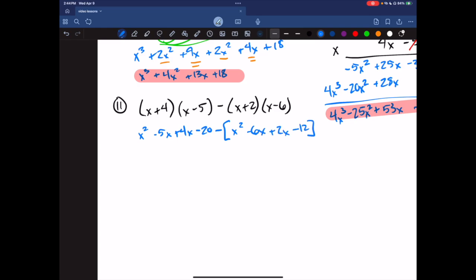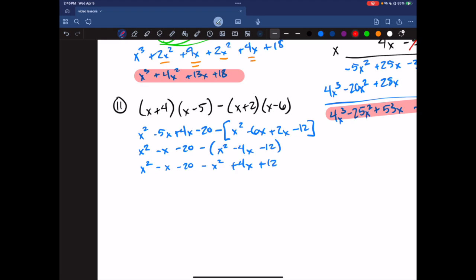All right, now I am going to combine like terms, and then I'm going to distribute that negative. Well, I'm going to clean up what I just did, and then combine like terms after I distribute the negative. So I'm going to do a few more steps before I finish this up. Negative 5x and positive 4x, that's going to be negative x, minus 20, minus, and that's going to be x squared. Negative 6x plus 2x is going to be minus 4x, minus 12. All right, now I'm going to distribute that negative. That's going to be x squared minus x minus 20 minus x squared plus 4x and plus 12.